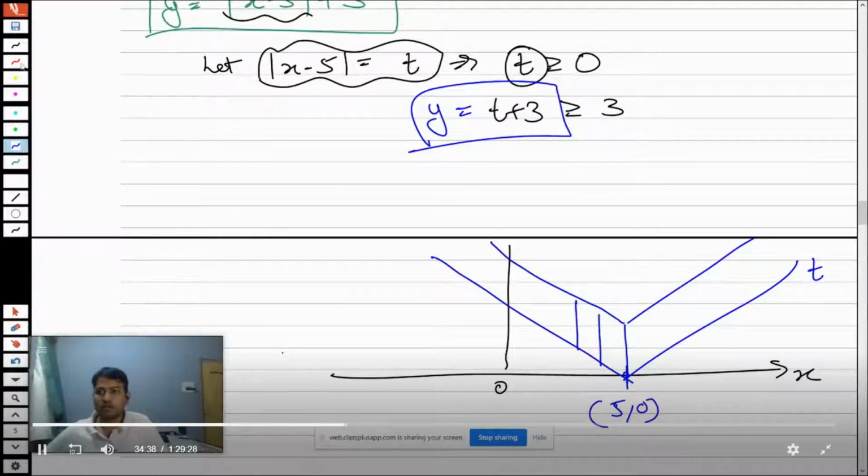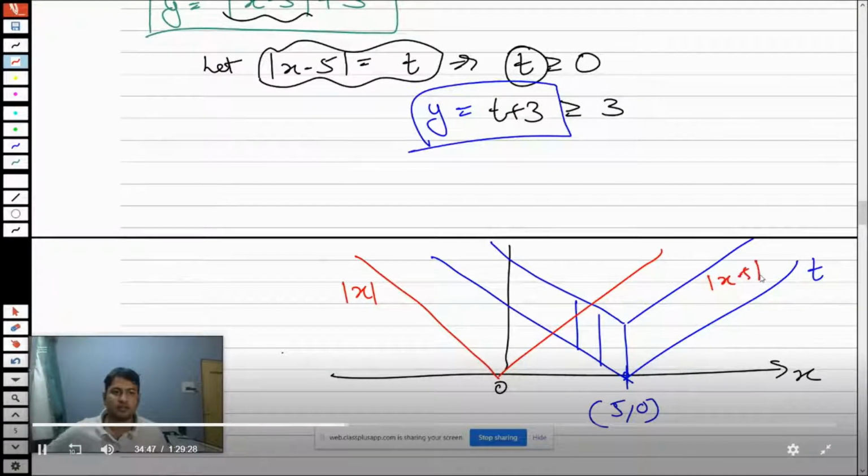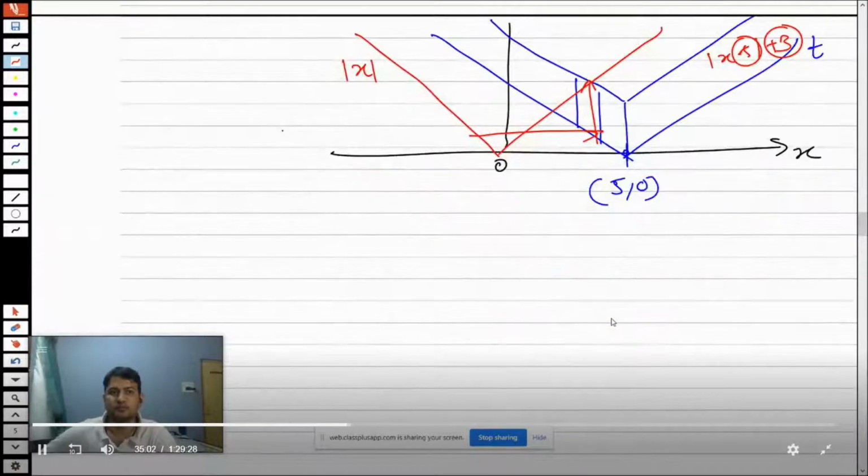So from the original graph of mod x, this is the graph of mod x, and this is the graph of mod x minus 5 plus 3. So what you do is, because of this minus 5, you move 5 units to the right. And then because of this plus 3, you move 3 units up. Okay, so that's how you do it. You move right and you move up.